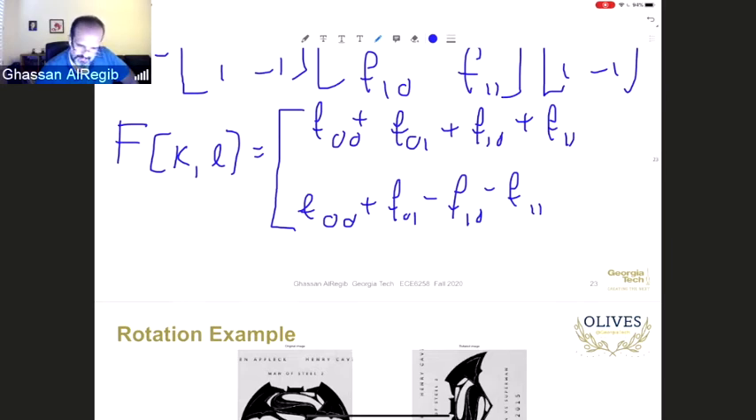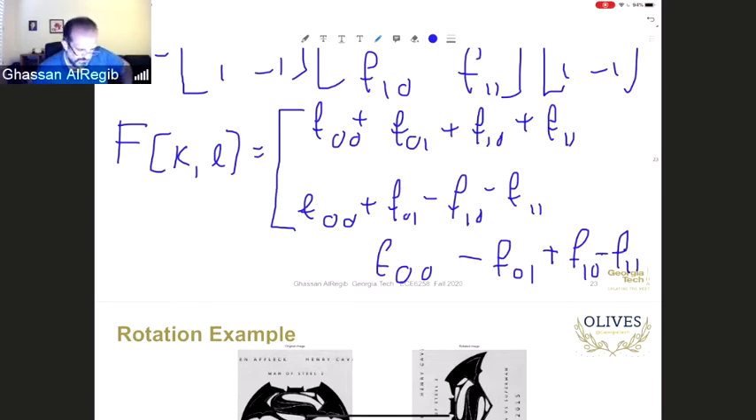And then the second column, this is negative, yes. The second column will be F0, 0, negative F0, 1, plus F1, 0, minus F1, 1. And then capital F, when K equals 1 and L equals 1, will be F0, 0 minus F0, 1 minus F1, 0 plus F1, 1. The two solutions should match in this case, the matrices.